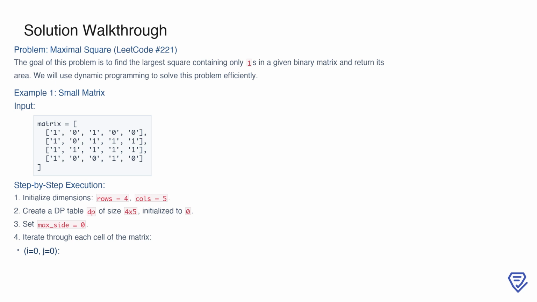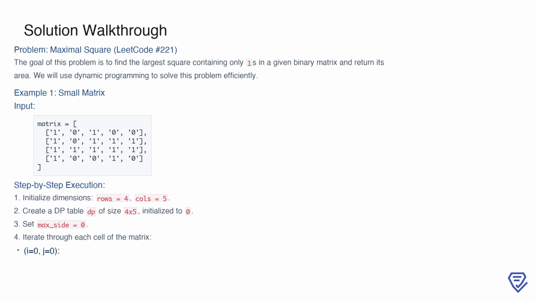To solve this efficiently, we will use dynamic programming. Let's start with an example matrix. The input matrix has dimensions 4 rows by 5 columns. To keep track of the largest square we can form, we initialize a DP table of the same size, filled with zeros. We also maintain a variable max_side to store the side length of the largest square found so far, starting at 0. The plan is to iterate through each cell in the matrix and calculate the size of the largest square ending at that cell using a dynamic programming relation.